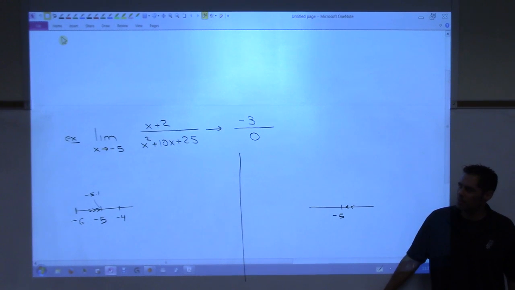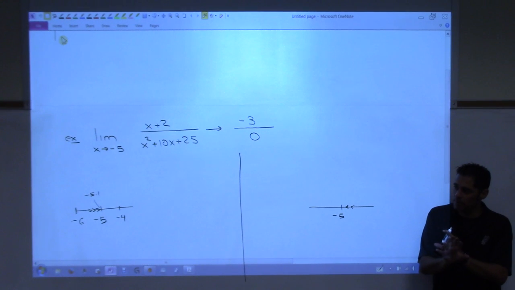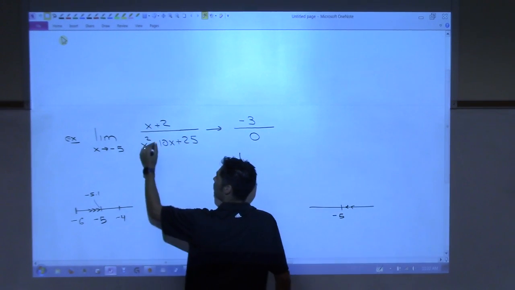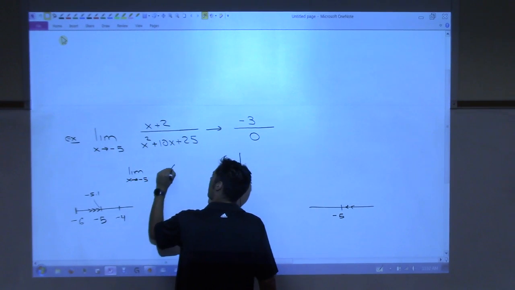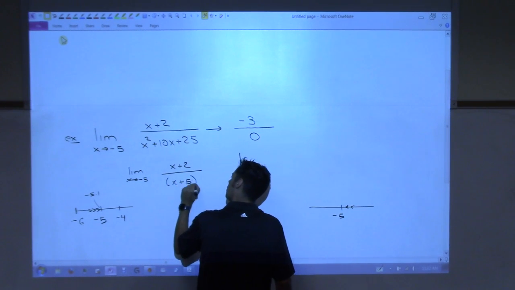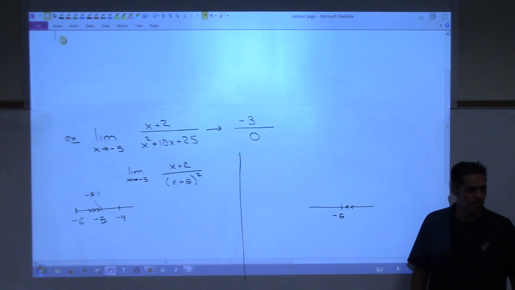Now, does anyone see anything that we could do right now? Does anyone see the denominator can factor? What is that factor to be? x plus 5 times x plus 5. Same factors, which is the same as x plus 5 squared, isn't it? So watch the way I'm going to write this. I'm going to rewrite this limit, x approaches negative 5, as x plus 2 over x plus 5 squared. That's what it is, right?